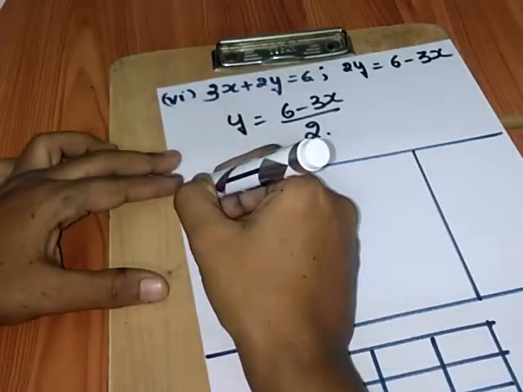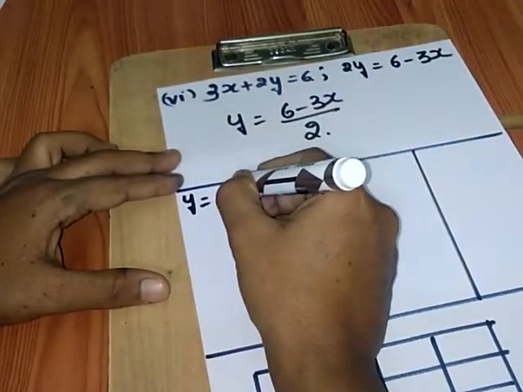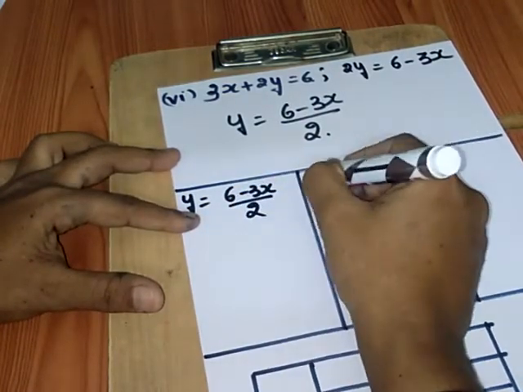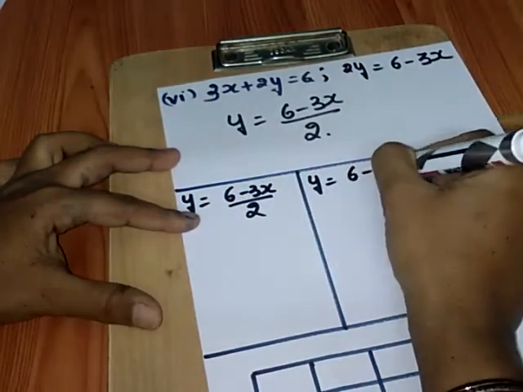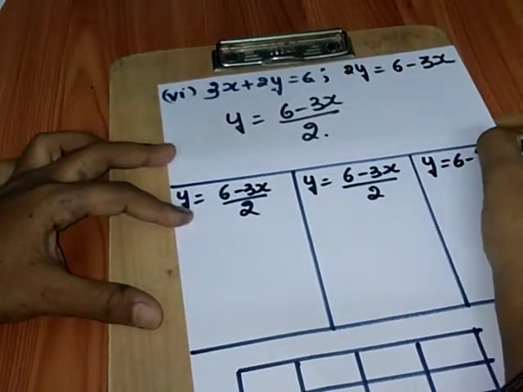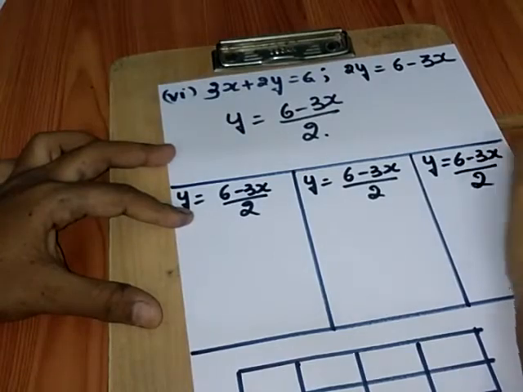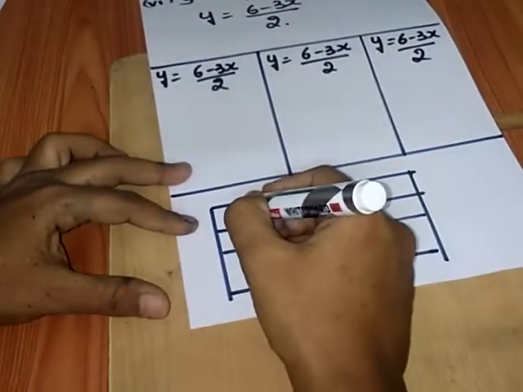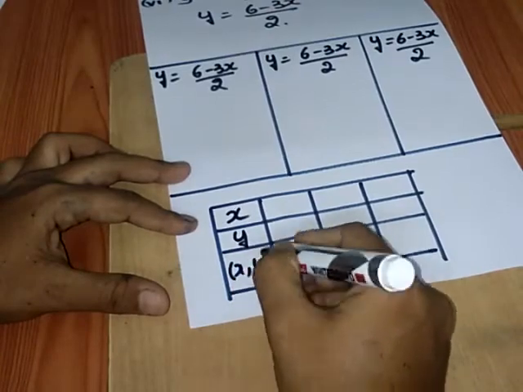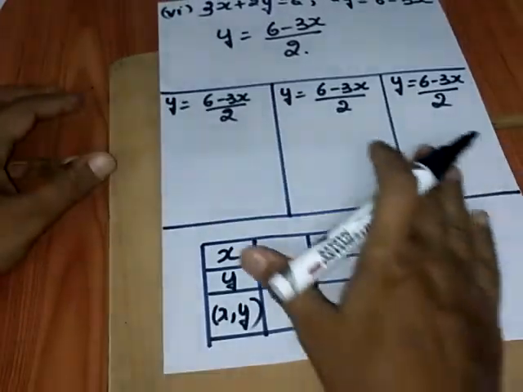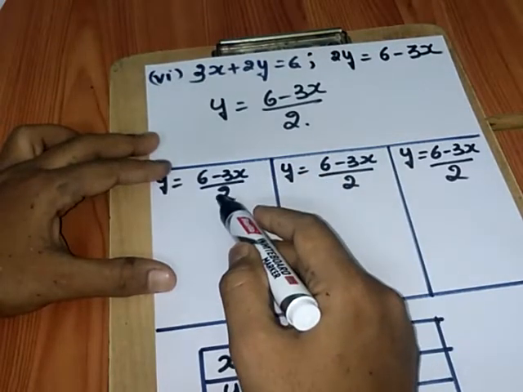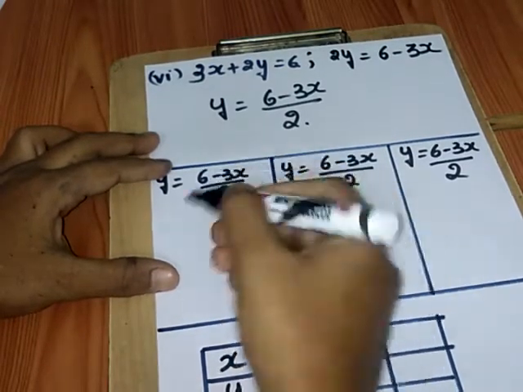Okay children, let me rewrite the equation: y is equal to 6 minus 3x by 2. So I need to fill the table x, y and x comma y. As usual, while assigning the value of x, keep the denominator 2 in mind.